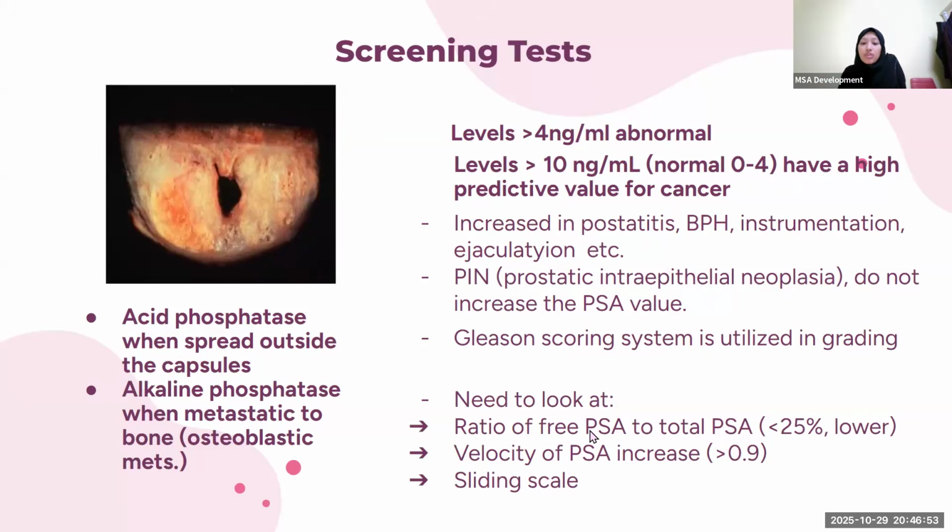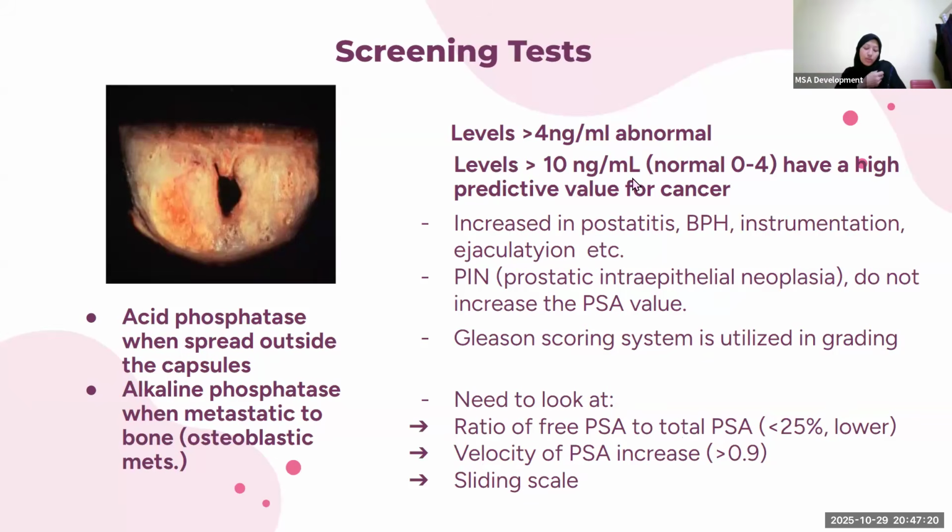at the ratio of free PSA to total PSA, because in cancer, most of the PSA will be bound to protein-like structures. So free PSA will be low. If the ratio is lower than 25%, it's most likely cancer instead of the other reasons, because the PSA is most likely bound in cancer.